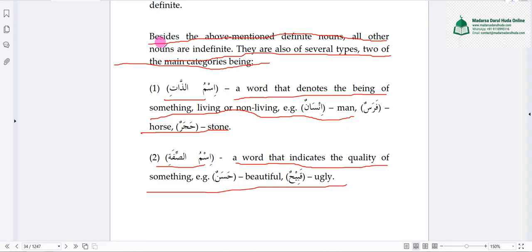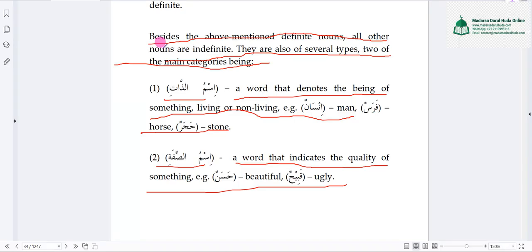So ism zat and ism sifat are about the origin, the existence of the word. When you create a word, keeping in mind that this word is specifically going to refer to a place, person, animal, or thing, that is ism zat. And when you create a word, keeping in mind that this word is only going to tell us about the attributes, the quality of being good or bad about a noun, that is ism sifat. For example, when I say beautiful, it is a word created to tell us about the quality of something which looks good, right?